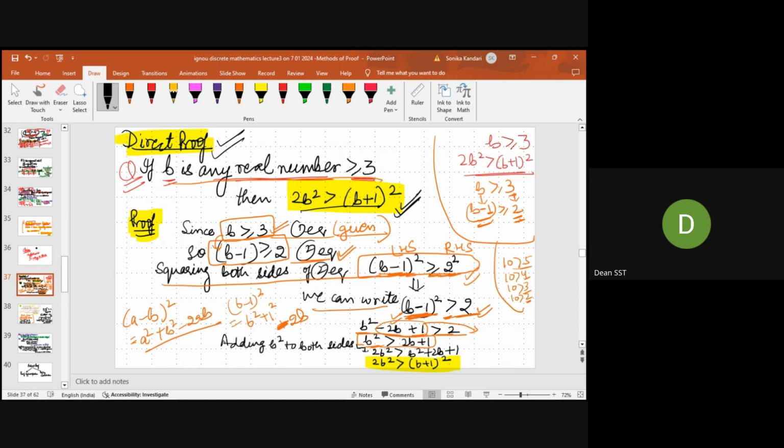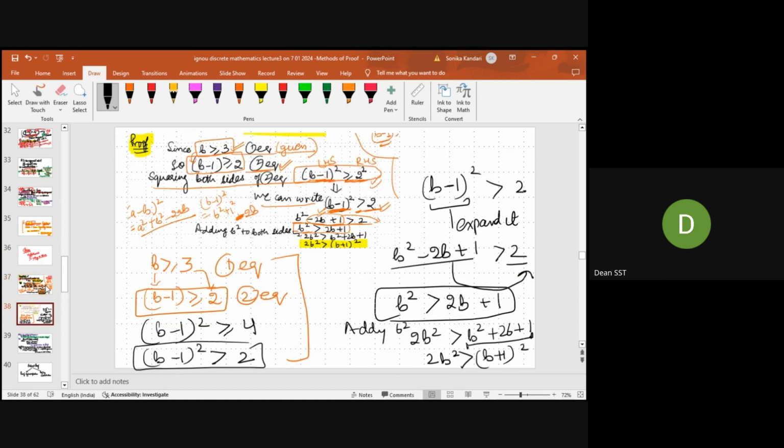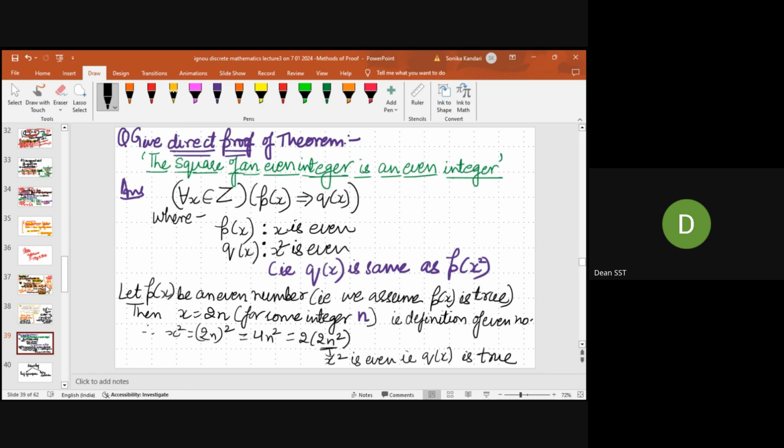One, we have proved with the help of truth table. Another method we are using here is the direct proof method, starting from what is given and deriving what is required. So we got 2b square is greater than (b plus 1) whole square. But every time you can't use direct proof for every type of question. What type of method we need to use depends upon the type of problem that we need to solve. So this was the direct proof method.